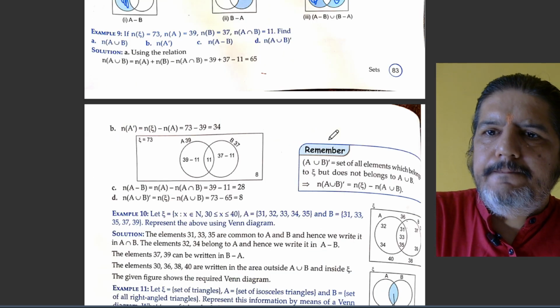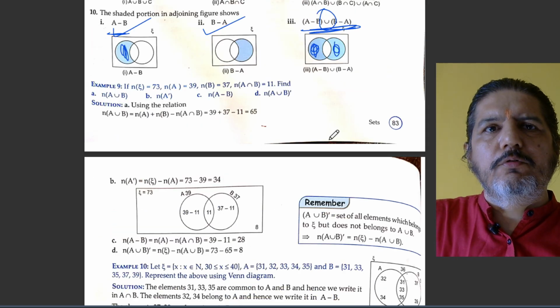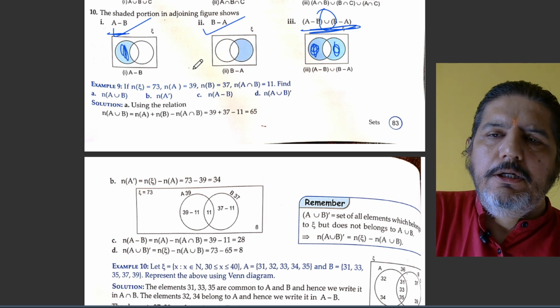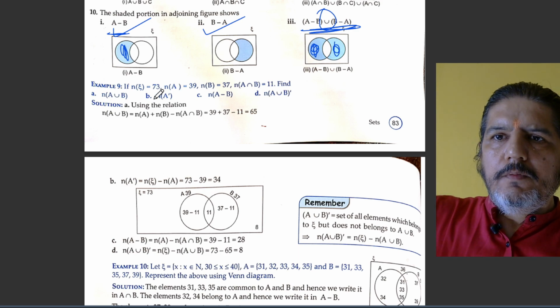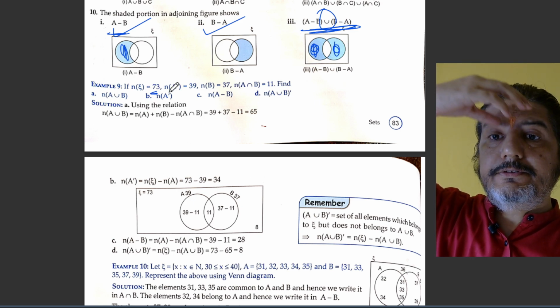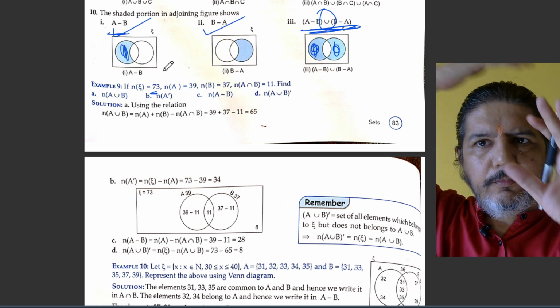I'll explain an example to you, and then we'll do an unsolved question also. So the number of elements in the universal set is 73.